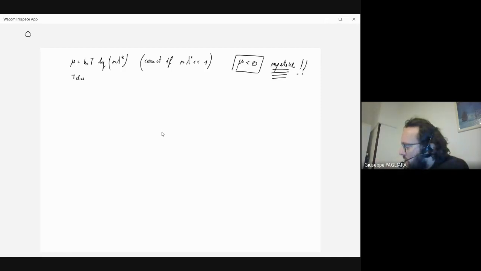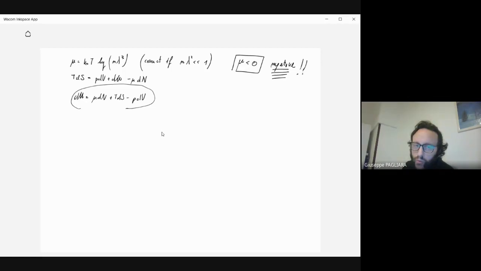Because let me write back again this equation: TdS is equal to PdV plus du minus mu dN. This was the formula from which we started. So you can also write this as du is equal to mu dN plus TdS minus PdV. Therefore, from here you can see that the chemical potential can be interpreted also as a derivative of u with respect to N, but at fixed entropy and fixed volume. So you can compute mu also in this fashion, du divided by dN at fixed entropy and fixed volume.